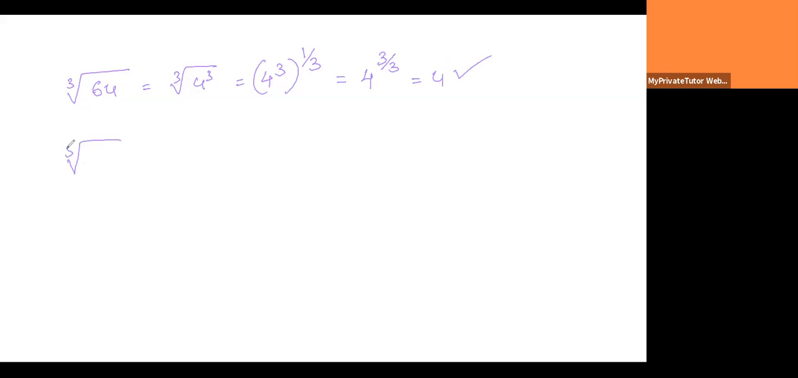For example, let's take a different root. Let's take a fifth root. And let's take a number as fifth root of 32. Okay. So how to solve this? Just find the factors of 32 and see. So 32 is nothing but 2 power 5. I hope everyone knows that. So which is a fifth root. So convert this into exponent. How do you do that?